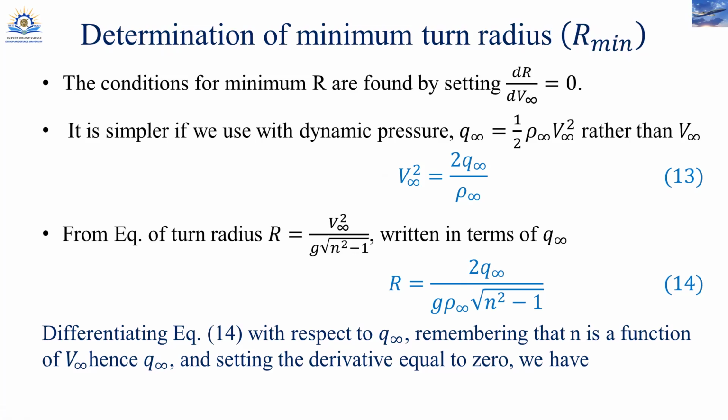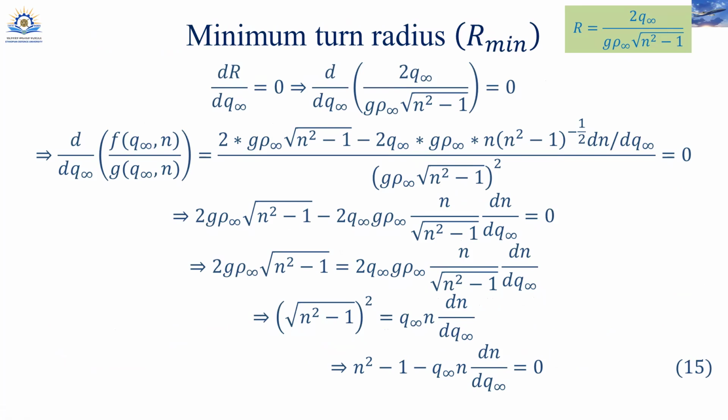Now we differentiate with respect to Q, right? V is a function of Q. So you have to differentiate it with respect to Q in order to get R minimum. When you differentiate, at the end, what do you get? Already I followed the stepwise mathematics. So finally, n squared minus 1 minus Q n dn/dq is equal to 0 is the final answer.